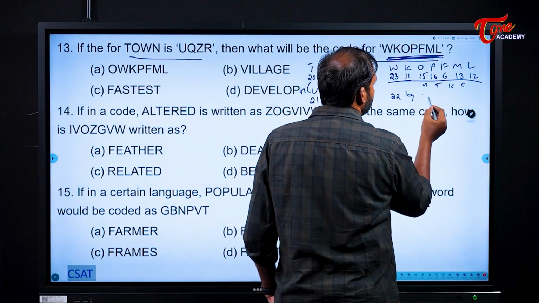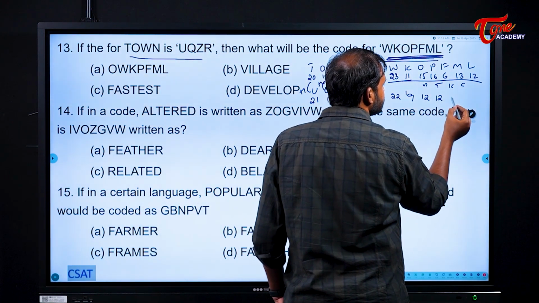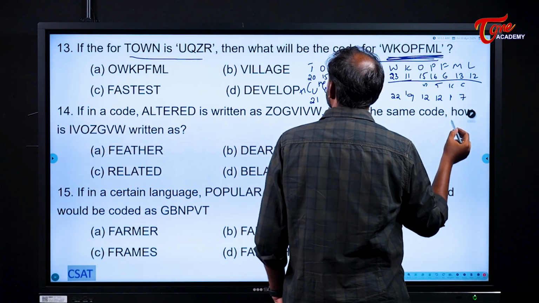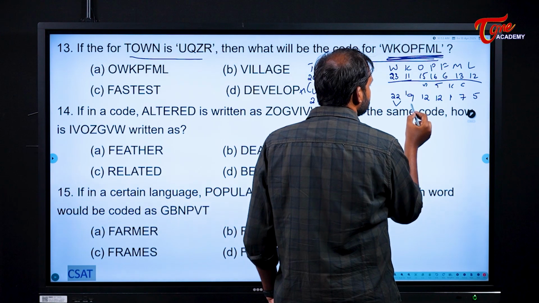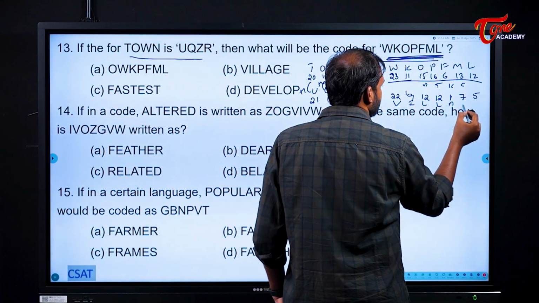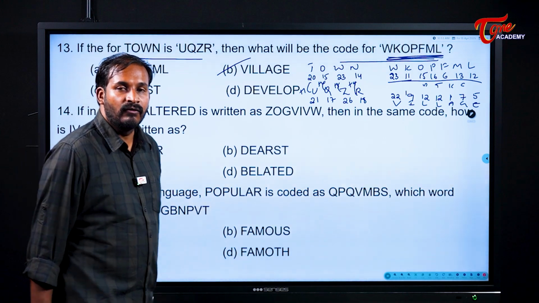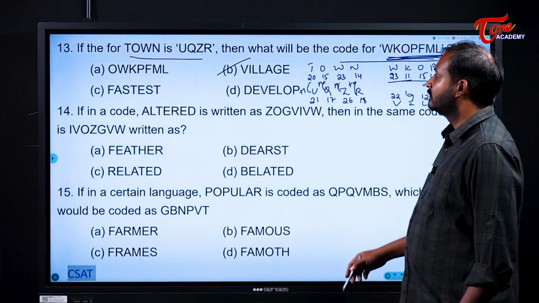-3, it will become 12, -4, it become 12, -5, it will become what for us? 1, -6, it becomes 7, -7, it will become 5. So if that is the case, we will get village. What will be the word for the code? Okay.